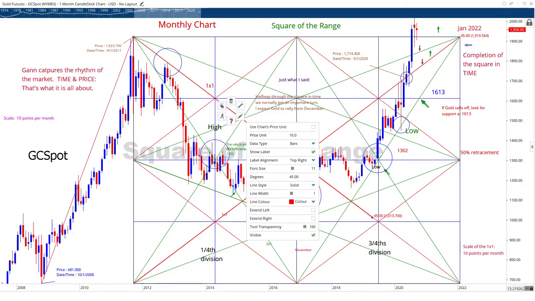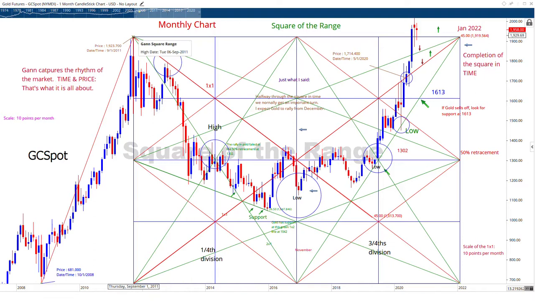Price unit is 10, which means that this red one by one line descends 10 points per month. The one by one is often called the 45-degree line, even though it doesn't have to be 45 degrees. It is the main line that you want to look at, and it establishes the rhythm of the market because every other line is a derivative of this line.